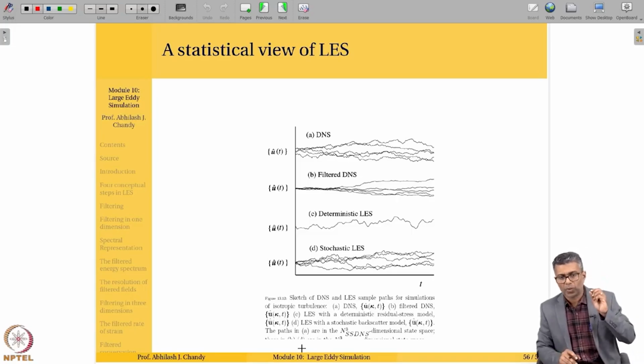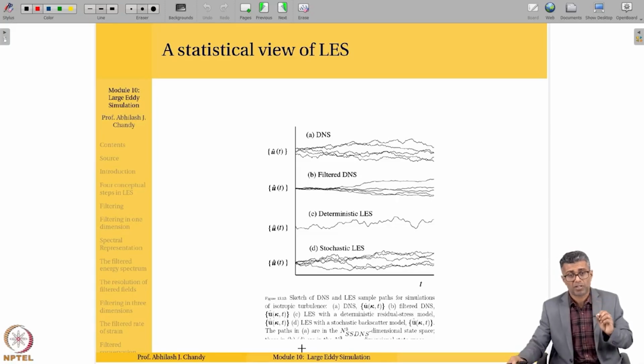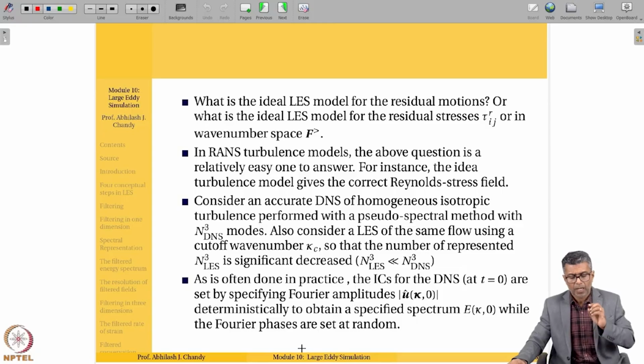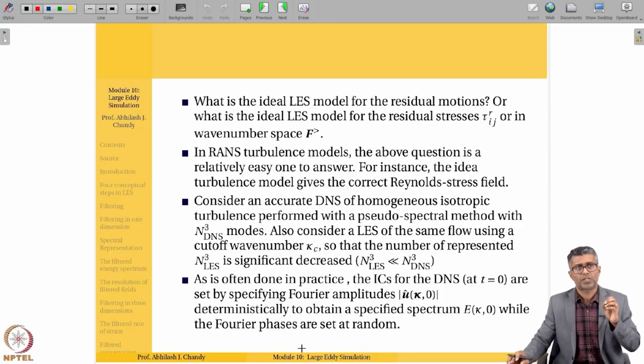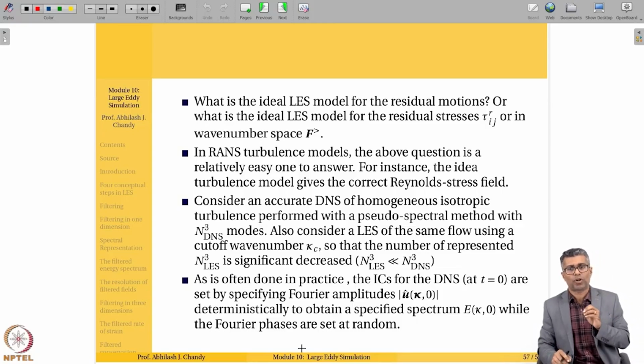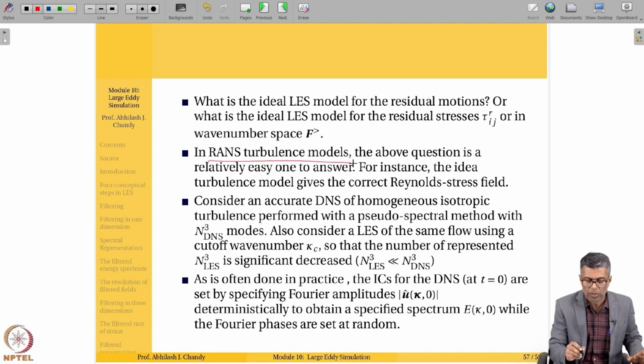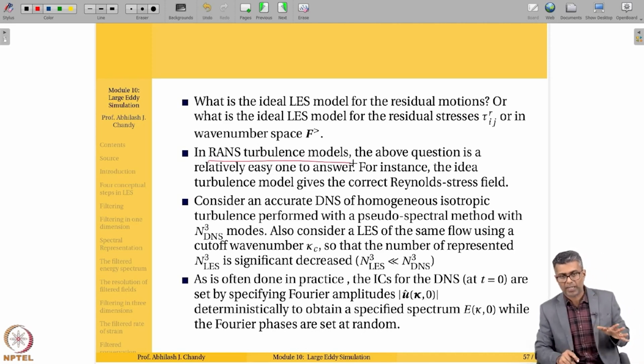But I want to end these notes by discussing a little bit about the statistical view of LES. So some plots are given here. I'll come to this in a second. The question we need to ask ourselves is, what is the ideal LES model for the residual motions? Right? What is the ideal LES model for residual stresses in wave number space? So in RANS turbulence models, the above question is quite easy to answer.